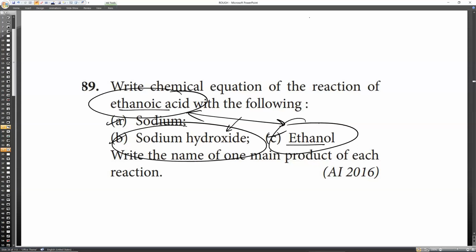This is a general reaction: when ethanoic acid reacts with a metal, it will give you salt plus hydrogen gas. In the case of a base, it will give you salt plus water, and in this case it will give you ester plus water. Next, after this one, we have 89 and then 90. 90 we have done. 89, 90, and then 102 and 103.